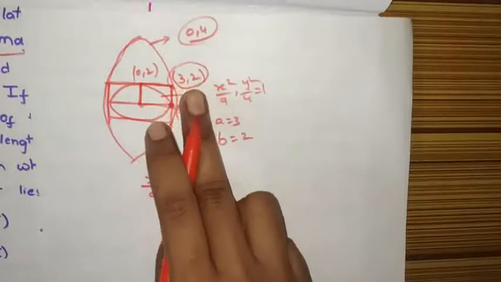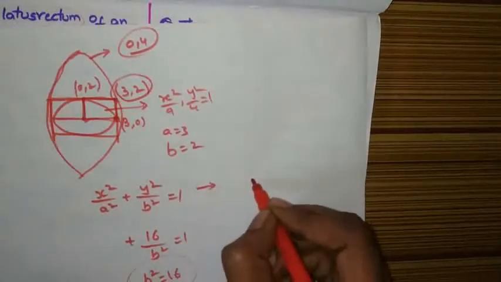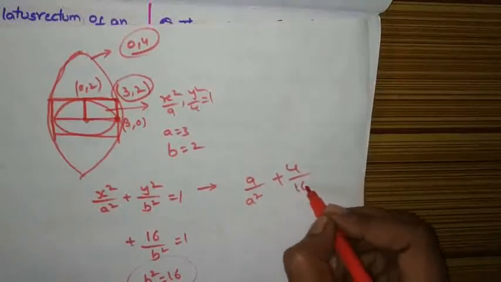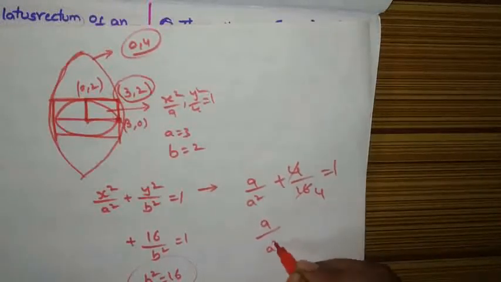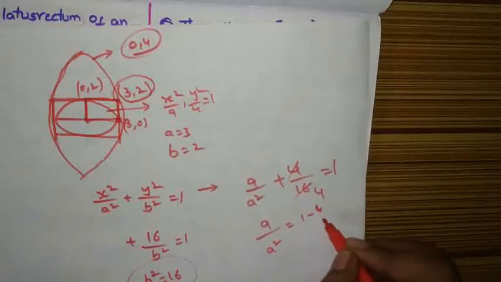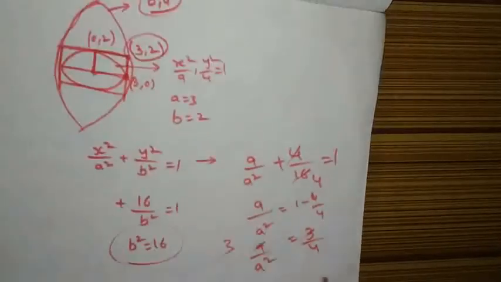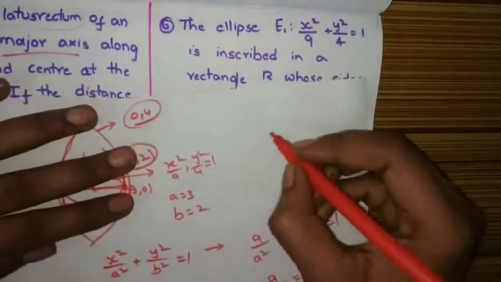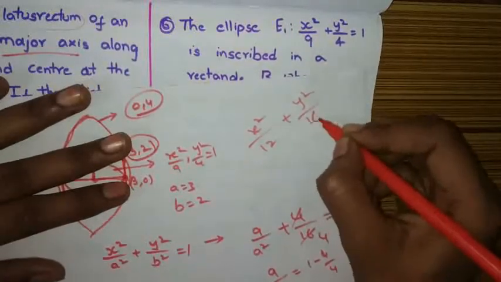Okay. And it passes through 3, 2. What is this x square? Substitute 9 upon a square plus y square value 4 by 16 is equal to 1. Then it will become 9 by a square is equal to 1 minus 1 by 4. It will be 3 by 4. 9 by a square, 3 3s are 9. A square will be 12. Okay. Now you can get the equation of the ellipse. X square by 12 plus y square by 16 is equal to 1.